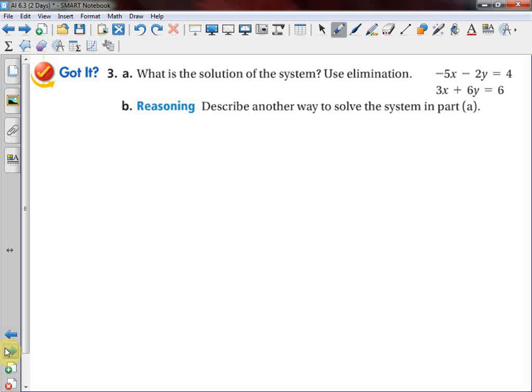Here's one for you to try. Multiply one equation in order to eliminate a variable.